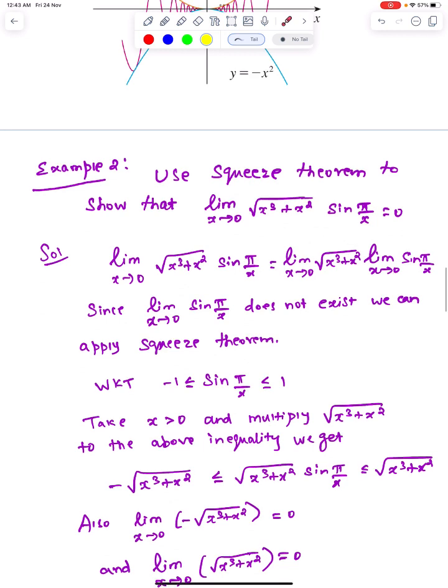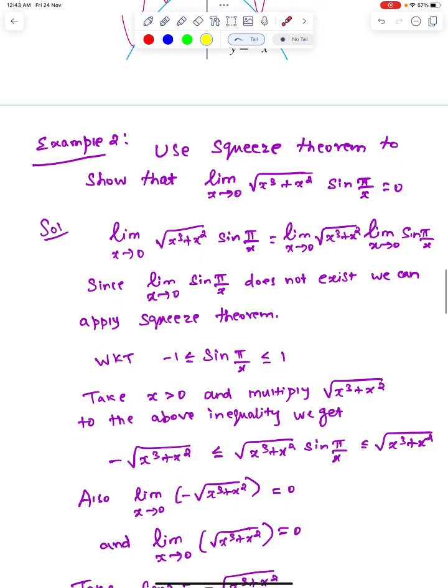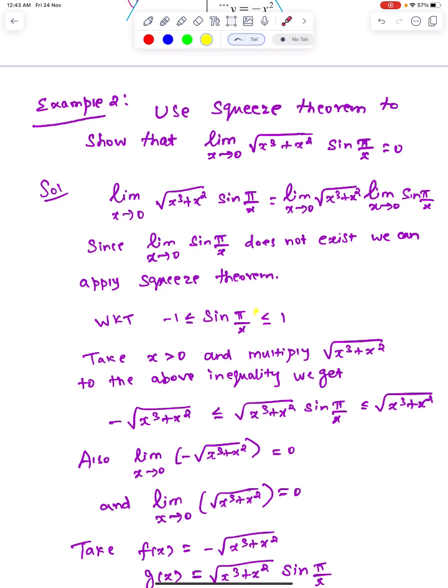So again, you can just have a look at this function. When you split it, you can see sine pi over x does not have any limit because it does not exist. So we are going to apply the squeeze theorem. We know very well that the sine function will take values between -1 and +1. So that is the range, right?